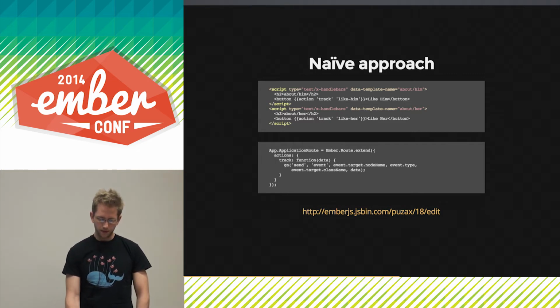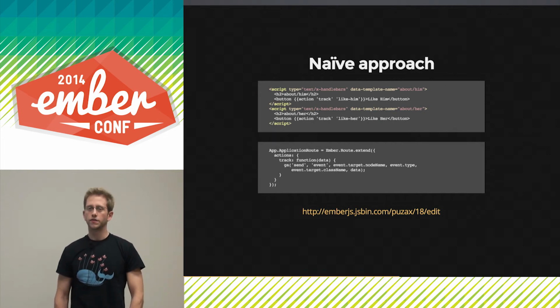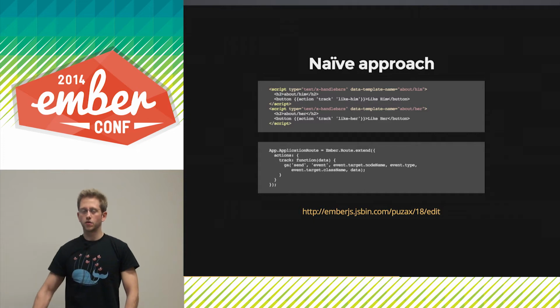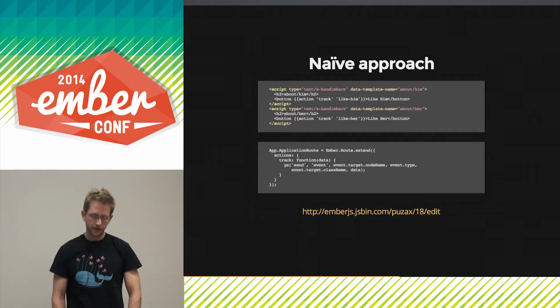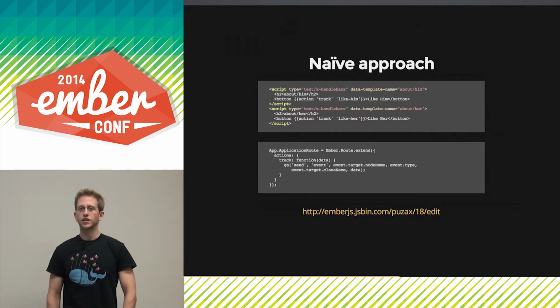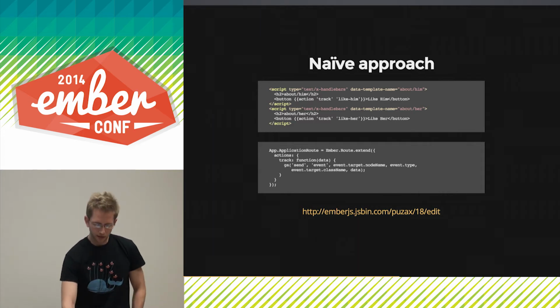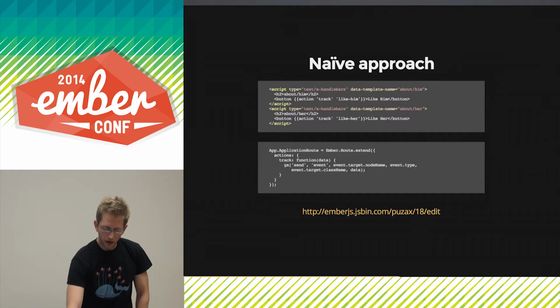So what we're going to do to track that is we're going to make an action on the application route, which basically is an analytics-only action. It's just going to have one job, and its whole life is just going to be to track these template-based actions wherever they are in the application. So you might think this is a good approach, but it's really not, for a lot of different reasons.